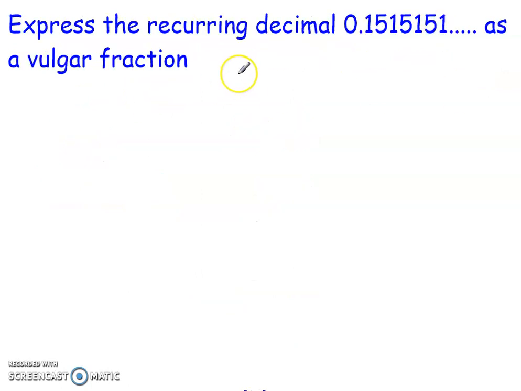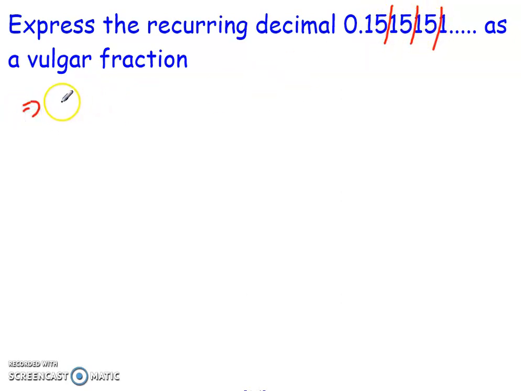Let's imagine I ask you this question then. Express the recurring decimal 0.1515151, continuing on like that, as a vulgar fraction. What we can do with this one is, first thing you need to do is look at the number and figure out to yourself, is there some sort of pattern? Well, imagine I split it every 2 terms. If you look at that, it's 1 5 and then a 1 5 and then a 1 5.